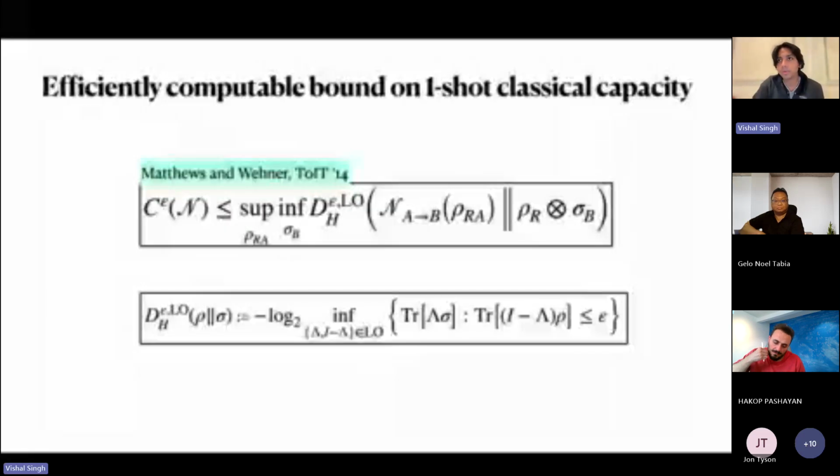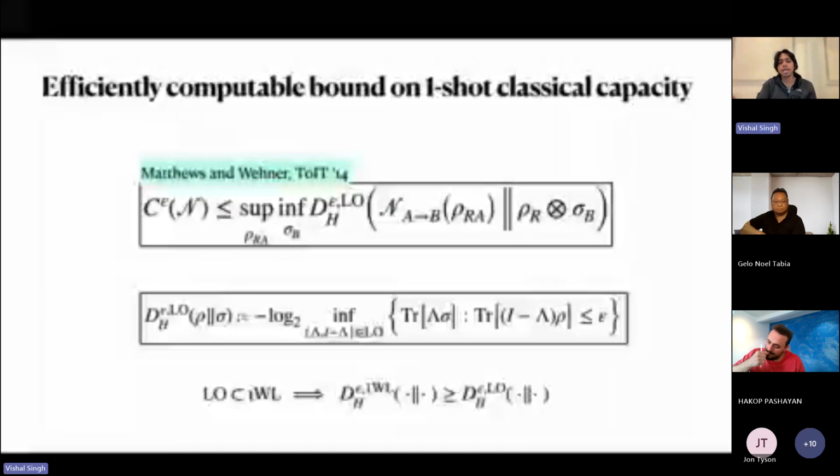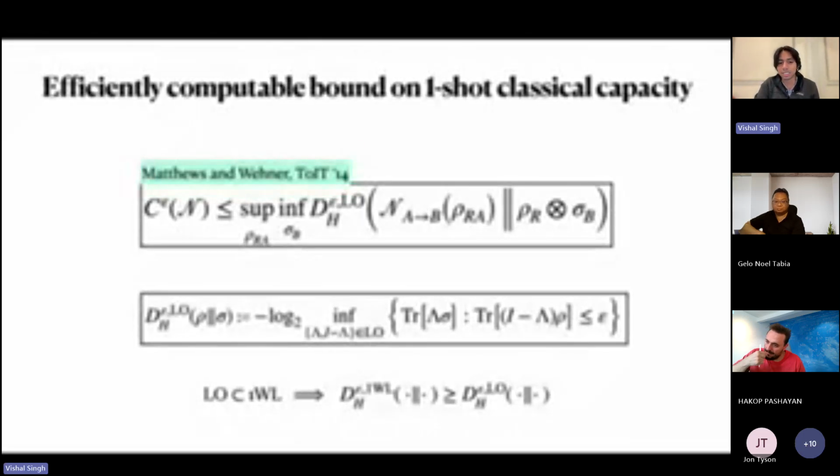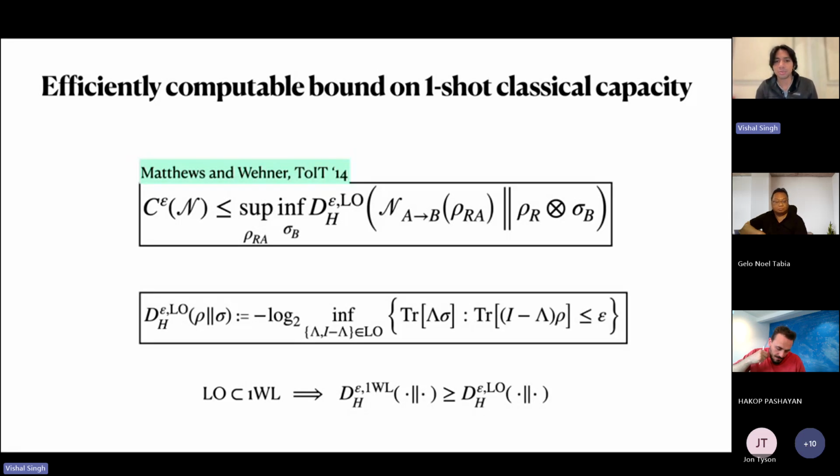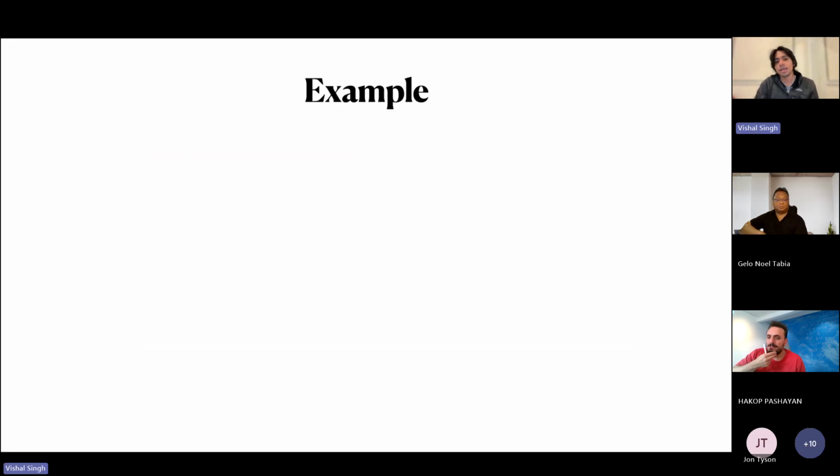So clearly, this is the ballpark of what we want to do. As we know that the set of one-way LOCC measurements contains the set of local operations, we have this inequality, and basically we can find an upper bound on the one-shot classical capacity by considering the hypothesis testing relative entropy induced by k-extendable measurements.